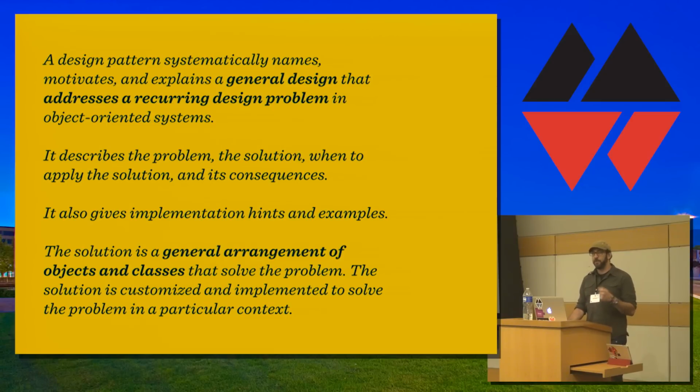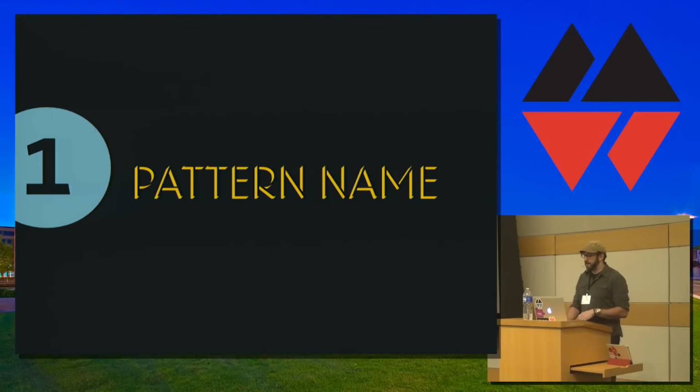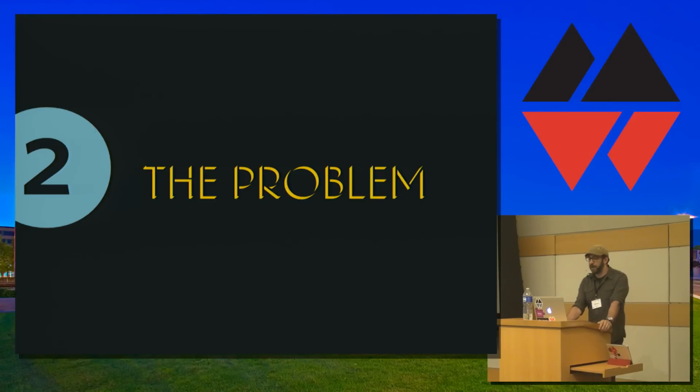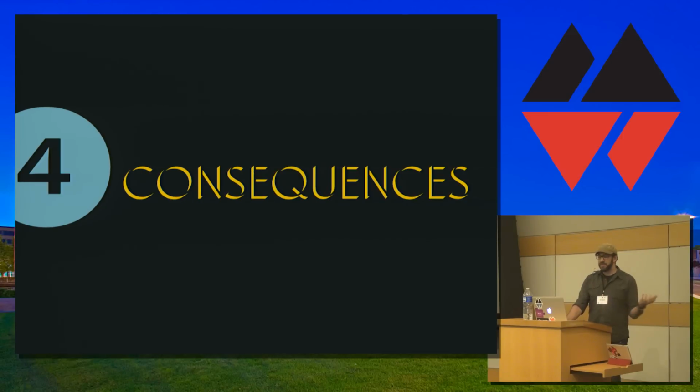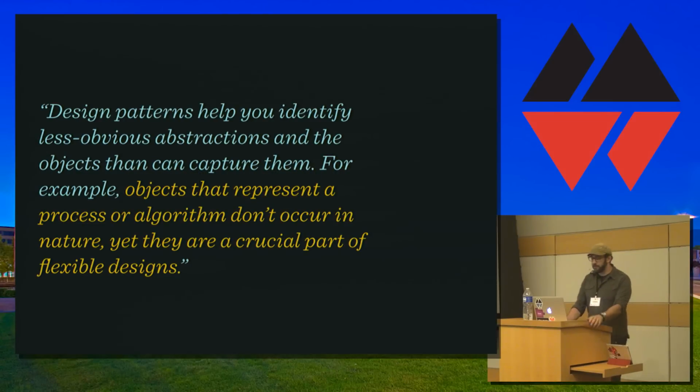It's made up of 4 parts: the pattern name; the problem, meaning when do we apply this pattern and what's the right context for it; the solution, so what elements make up the design, the relationships, the responsibilities, and it's not particular but quite abstract; and then the consequences, what do I gain or lose by using this pattern? The Gang of Four talked about how design patterns help you identify less obvious abstractions and the objects you can capture. For example, objects that represent a process or algorithm don't occur in nature per se, but they are a crucial part of our flexible designs.